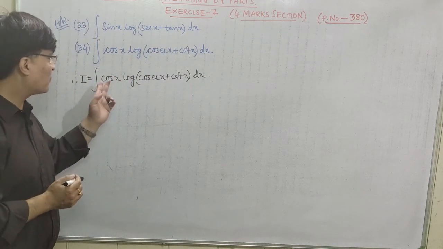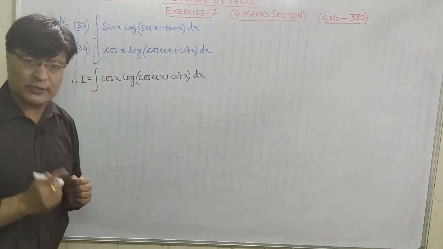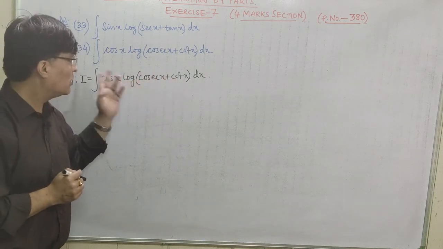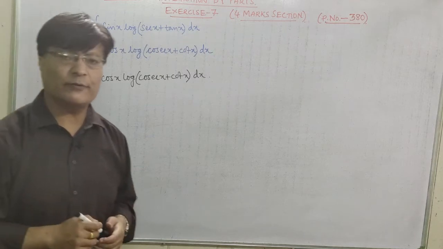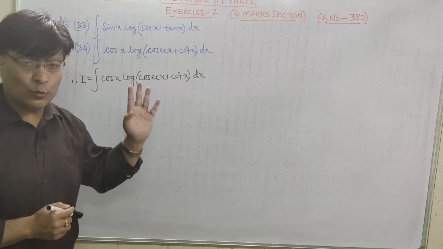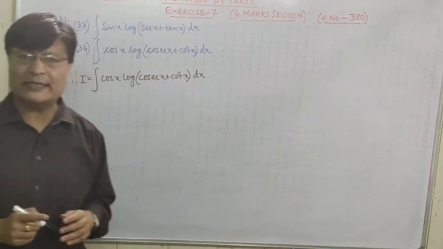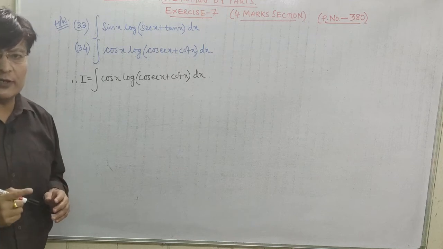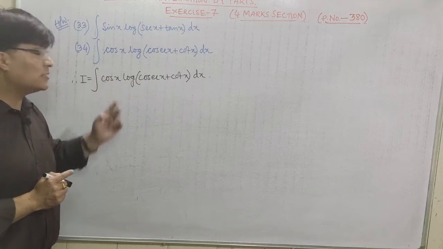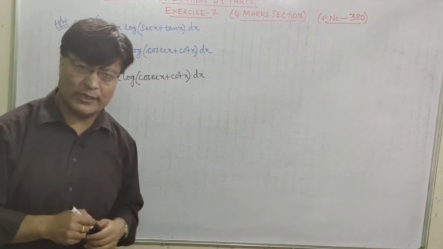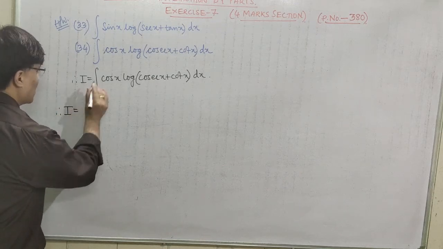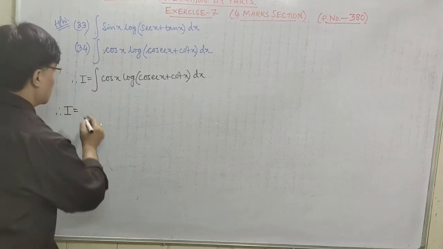So in this case we have cos x. Cos x is the trigonometric function, that is T, and log of cosec x plus cot x is the logarithmic function, that is L. This is T and this is L. So which letter comes first in the word LIATE? L comes first, that is logarithmic function comes first. That is log of cosec x plus cot x will be the first function, and this cos x will be the second function. So let us use integration by parts. So therefore I is equal to, which is the first function that is taken outside?